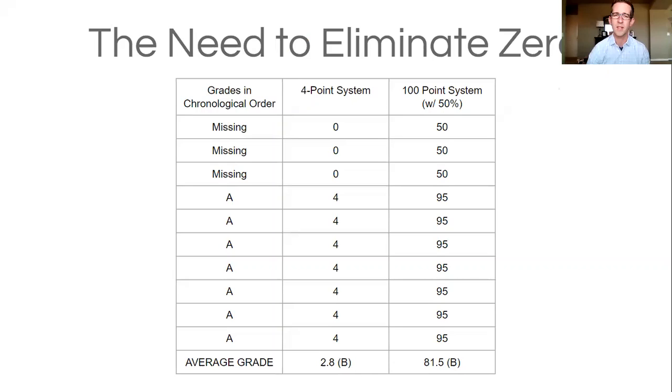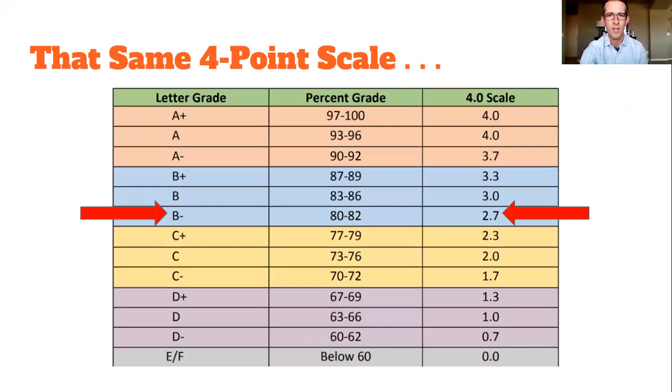Right? We put in the 50% instead of zeros, put 95% in instead of 4s. We end up with an 81.5. And again, you're going to see right here, it is in line with the B minus, right there between those, right above the 2.7. So mathematically, it is the exact same result.